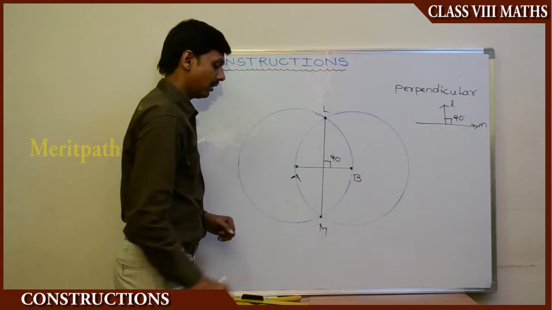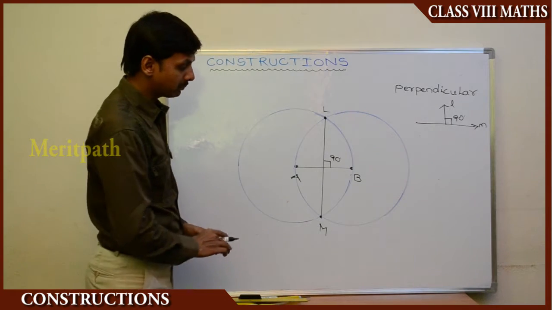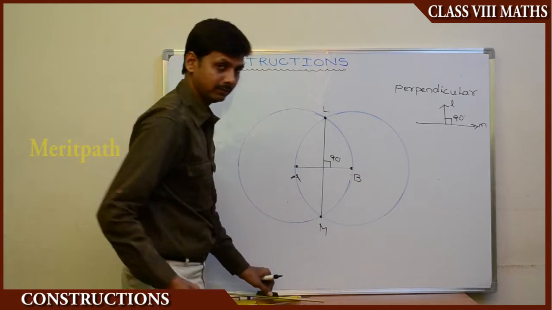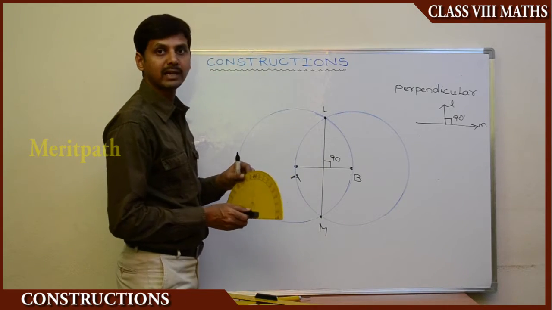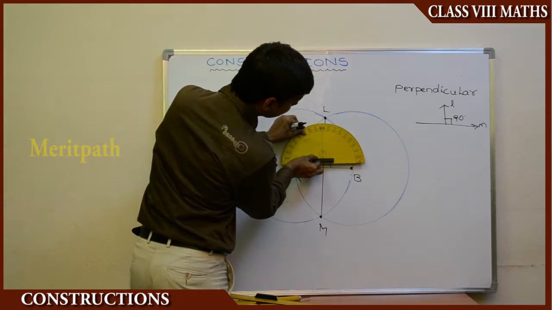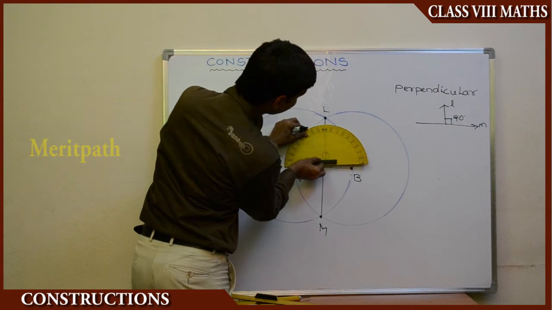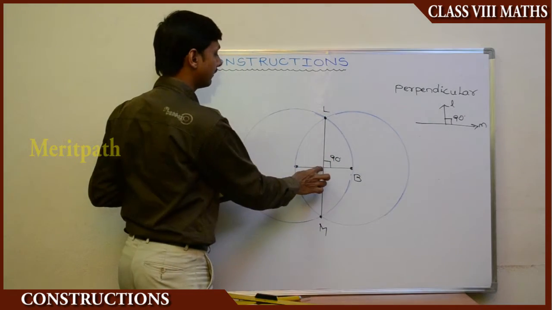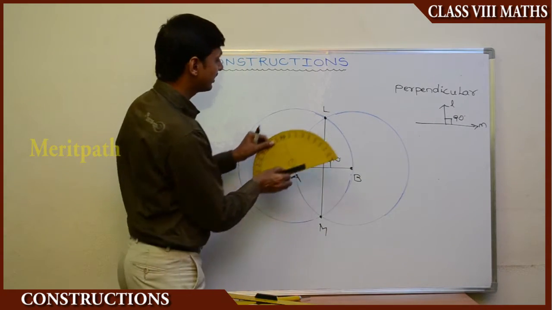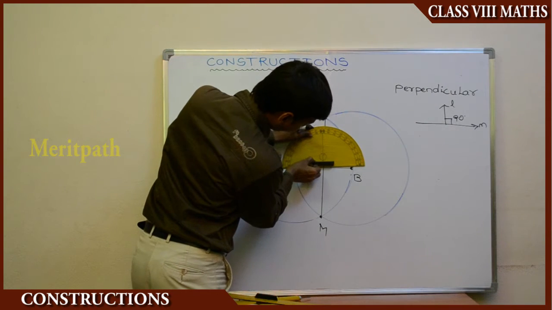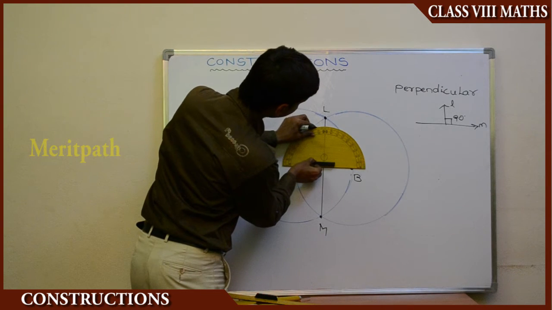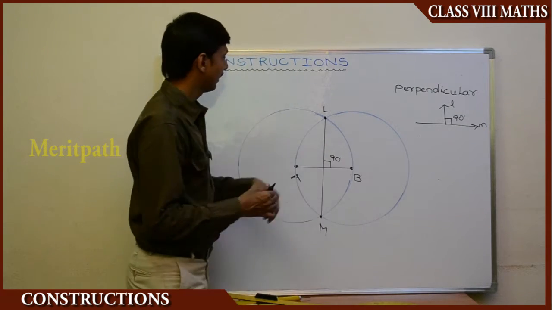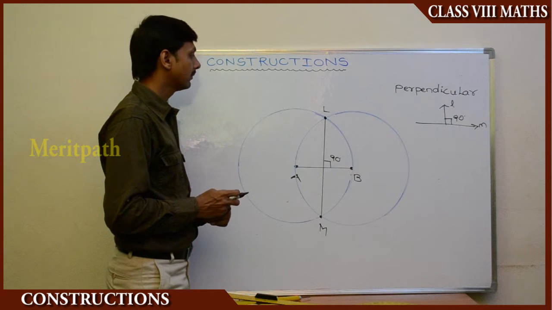So let's check with the protractor. Let us take the protractor and measure this angle. So it's exactly 90 degrees. The center of the protractor we place where the two lines are intersecting. So we placed it, and now it's exactly 90 degrees. So we can say this is perpendicular. LM is perpendicular to AB.